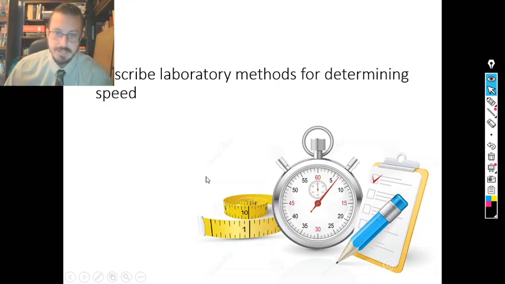If you wanted to describe laboratory methods for determining velocity, it's very similar. You measure the displacement, so the net change in position, using the same tools, tape measures, rulers, some way to get the displacement, and then a stopwatch to measure the time. So displacement divided by time is velocity, as we mentioned earlier, and distance divided by time is speed.